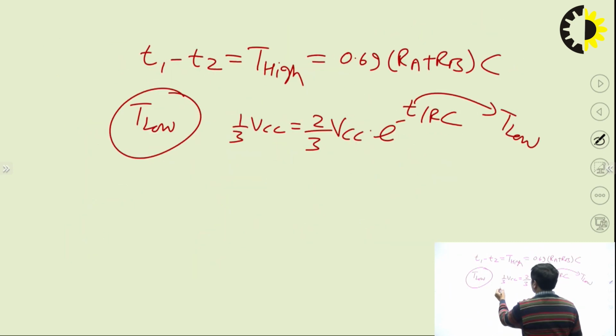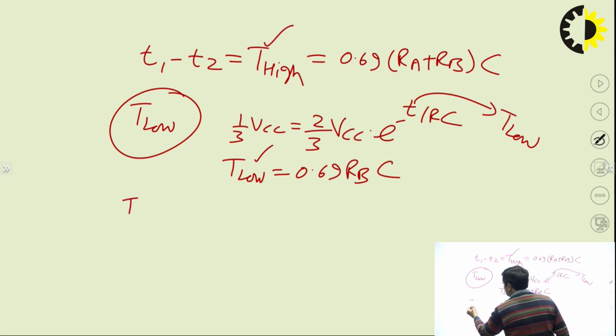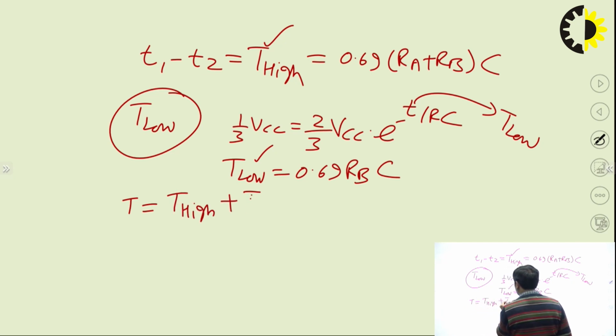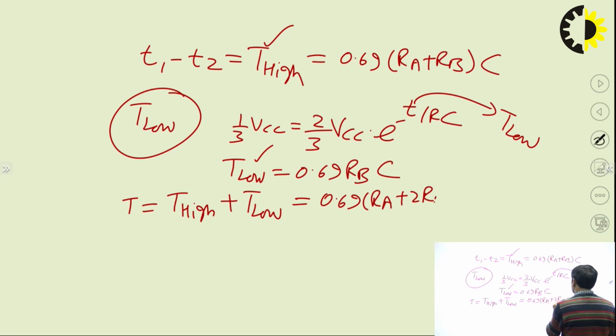So from here we can calculate the value of T, that T is T low, and after calculation you will get 0.69 RB into C, where R is equal to RB, because in the discharging path only one resistor is coming, that resistor is RB. So we have calculated the value of T high and T low. From here we can get the value of T, that T is equal to T high plus T low, and this T is equal to the time period. So it will be 0.69 (RA plus 2RB) into C. This is the time period of the pulse waveform generated by the astable multivibrator.